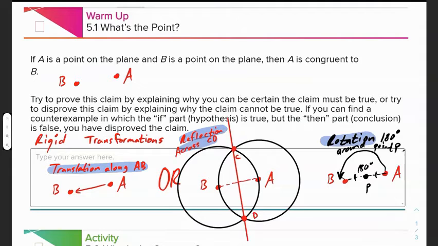Okay. So with points, rigid transformations work like a charm. You have a lot of options to basically prove whether or not point A is congruent to point B. In this case, we can map using translations, reflections, or rotations.